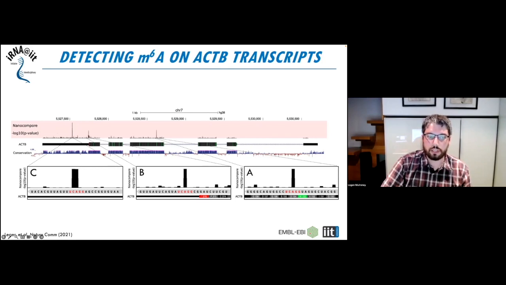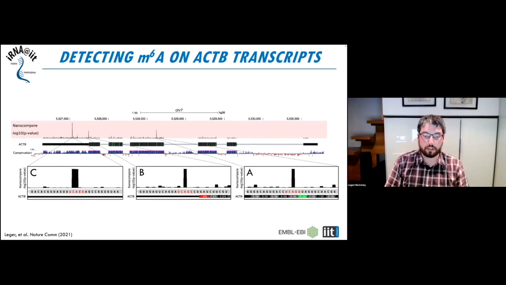And then these three larger peaks, zooming in, which I'm calling sites A, B, and C, are centered in the canonical DRACH motif that METTL3 recognizes. And so we're fairly certain that these are indeed m6As and dependent on METTL3.